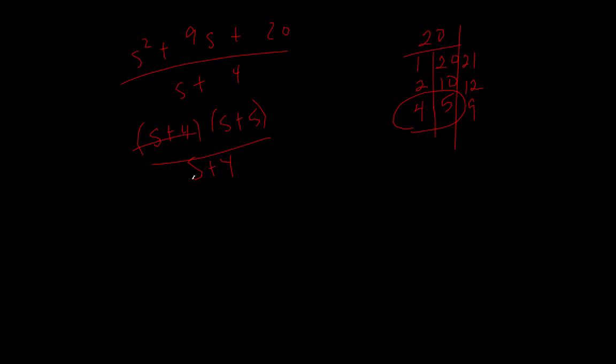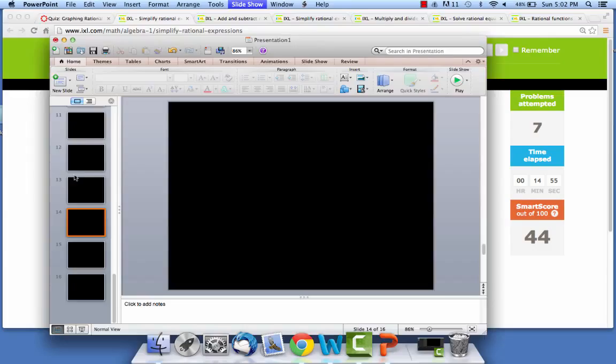Okay, hopefully at this point I can do this. Since we see we've got it written as a product, then when I come over here, I'd write s plus 4 over s plus 4 times s plus 5 over 1. So if s is not negative 4, this is equal to s plus 5.